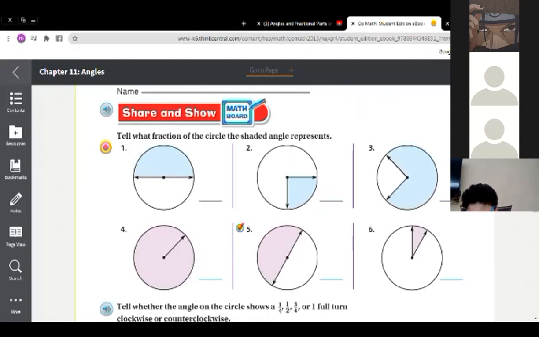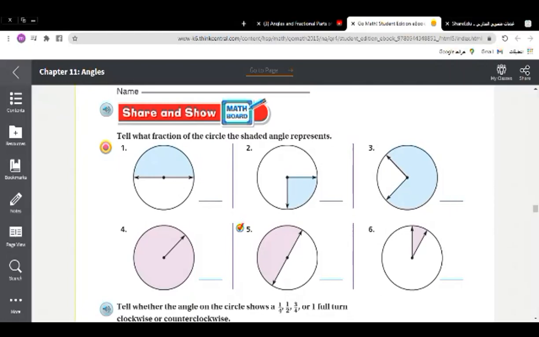Manef, you understand the lesson? Yes. I'm not sure. Look, you're going to understand it more and more. Read the question. Tell what fraction of the circle is shaded and represents.